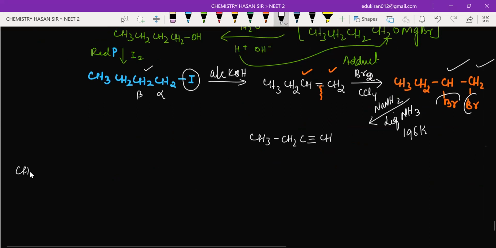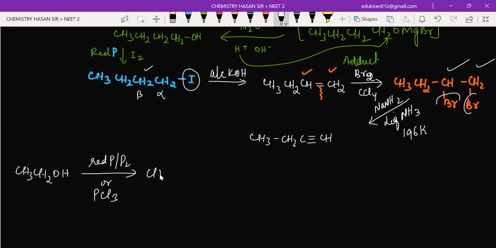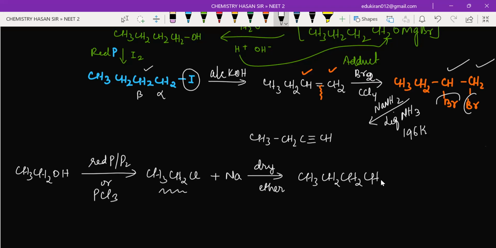You can see we have CH3CH2OH, right? So I'm going to react this with red phosphorus in the presence of these two, or either you can use PCl3 or PCl5. So this will be converted into CH3CH2Cl. And now I'm going to react this with sodium in the presence of dry ether. You know, whatever is the number of carbons, it will be doubled here, CH3CH2CH2CH3.